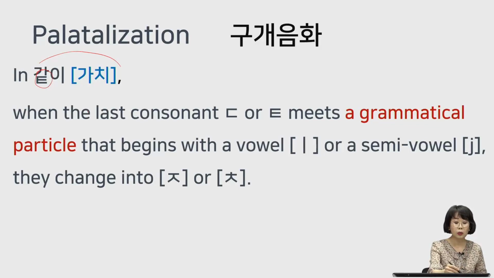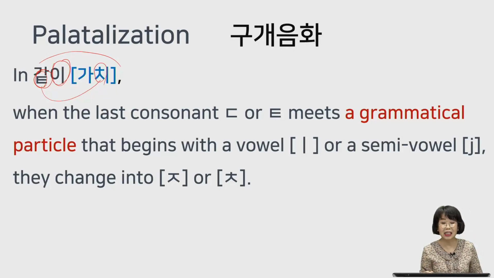This ㅌ sound encounters the ㅣ sound. This is a grammatical particle. 같이. ㅌ changes to ㅊ sound. Not 같이 as written, but pronounced 가치. Before ㅣ, which is a grammatical particle, ㄷ and ㅌ change to ㅈ and ㅊ.